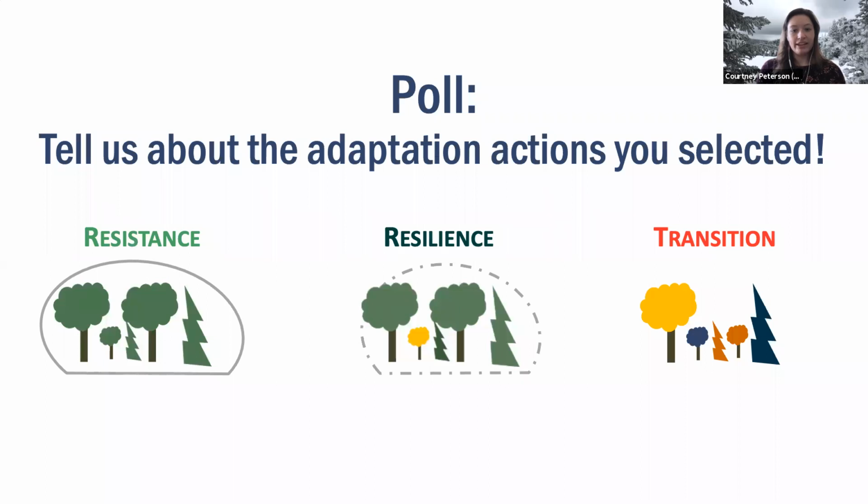And then the second question is asking, what categories would you say your identified actions fall into? Is it more resistance, resilience, transition, in between, or a mix of all 3, or none? Or maybe you think resistance is futile and we really need to be doing more of that resilience transition end of the spectrum. So go ahead and take another minute to fill out that poll.